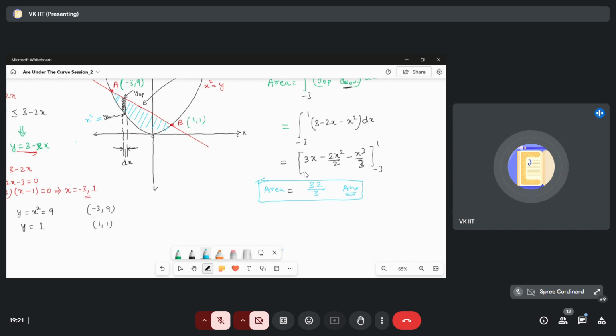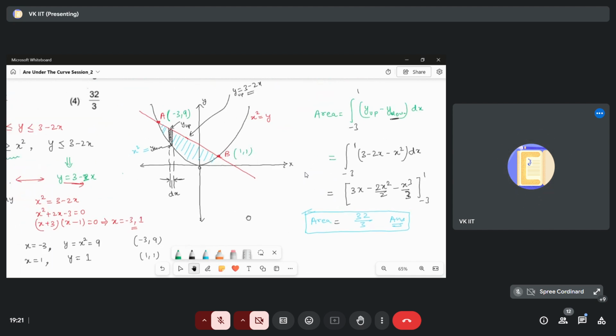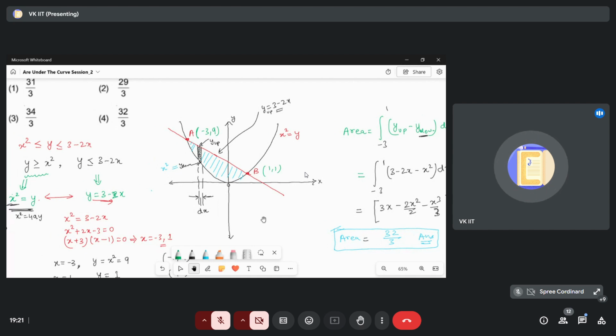Okay, is this clear, everyone? So these questions are not very typical. Yes, you can say that. Since we are following from the basics, you can say these are a little bit lengthy. No, if you do the practice, you don't even need to draw the graph. You don't even need to solve for the point of intersection. You will already know.